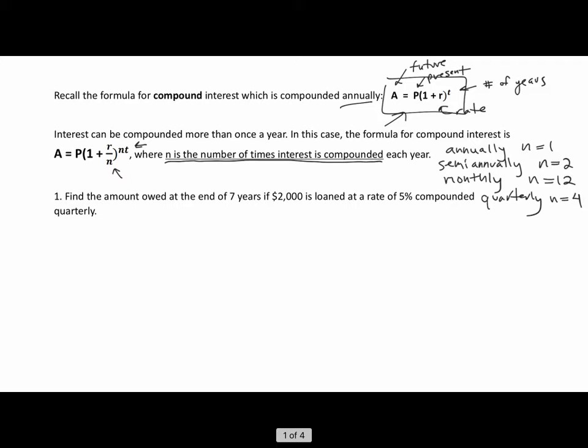So our first example here: find the amount owed at the end of 7 years if $2,000 is loaned at a rate of 5% compounded quarterly. So 7 years, 2,000, 5% quarterly. T is the number of years. 2,000 is how much is loaned, so that's the present amount. R is, in decimal form, 0.05. And quarterly tells us that this is compounded 4 times every year.